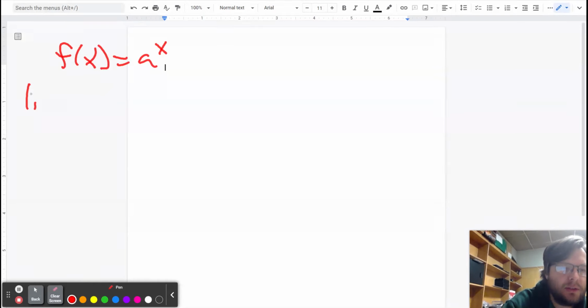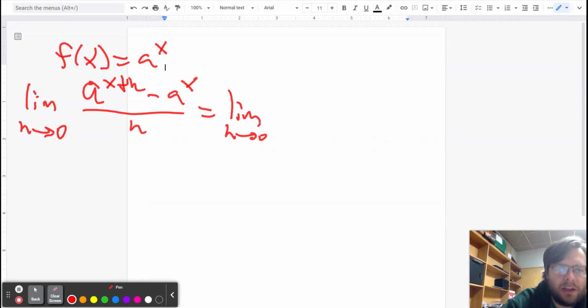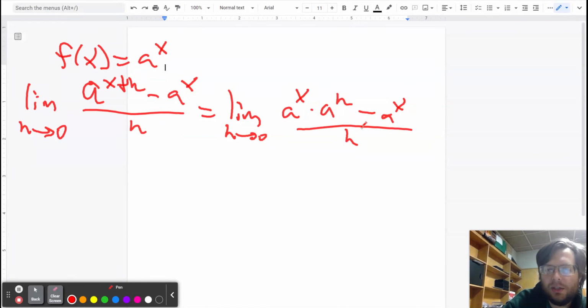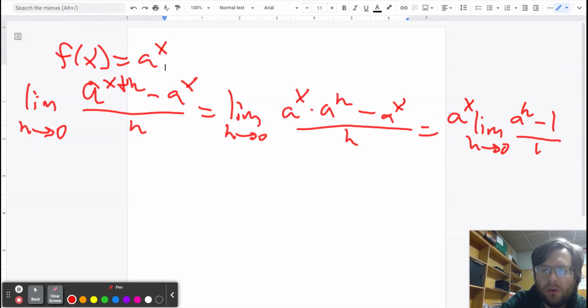So then if we look at our derivative, the limit as h approaches 0 of a to the x plus h minus a to the x over h, we can use our property of exponents to write that as a to the x times a to the h minus a to the x over h. You can factor out the common a to the x, and you can even pull it in front of the limit because a and x don't involve the letter h. And so if you factor out a to the x, you have a to the h minus 1 over h.